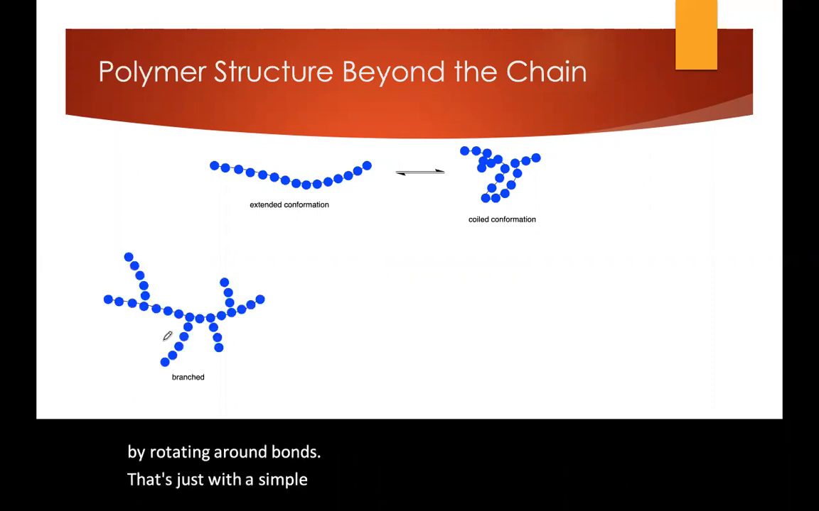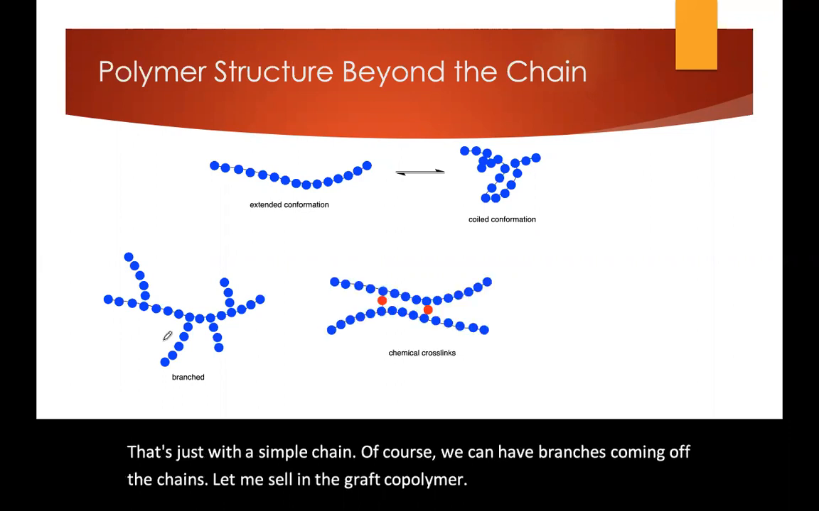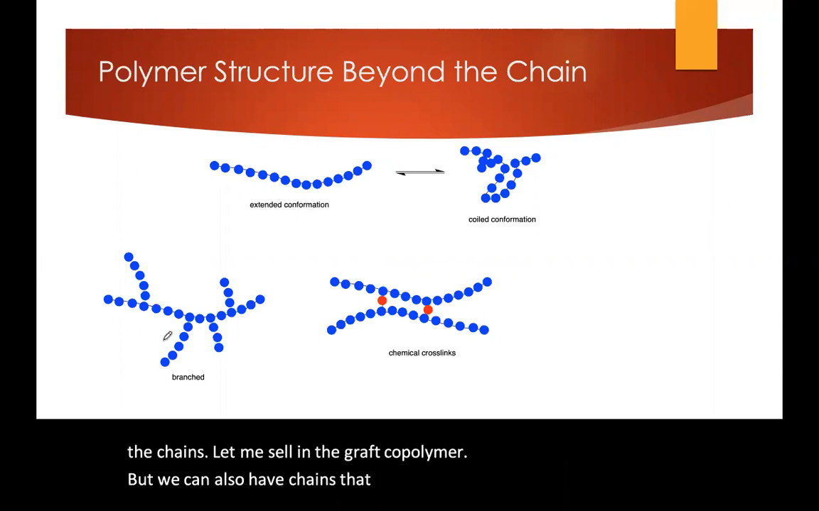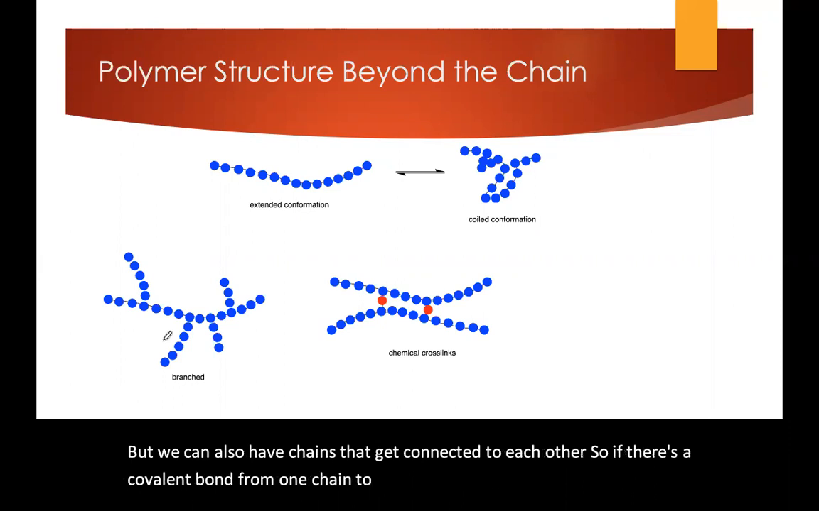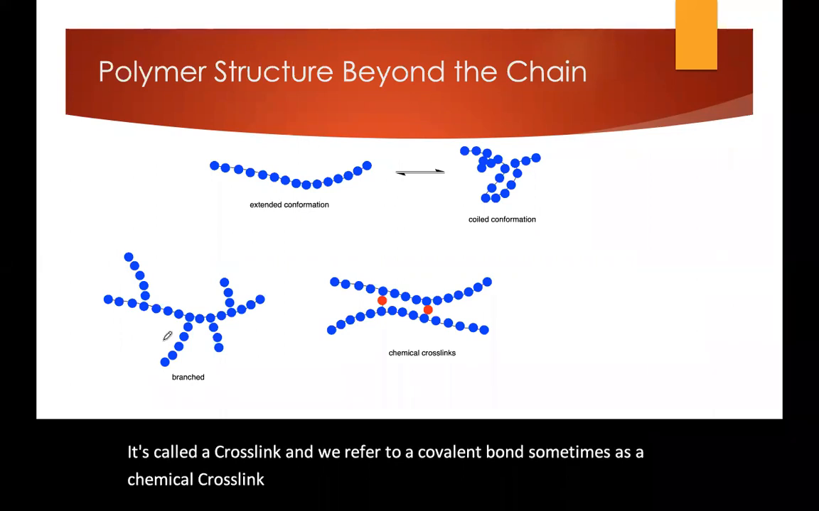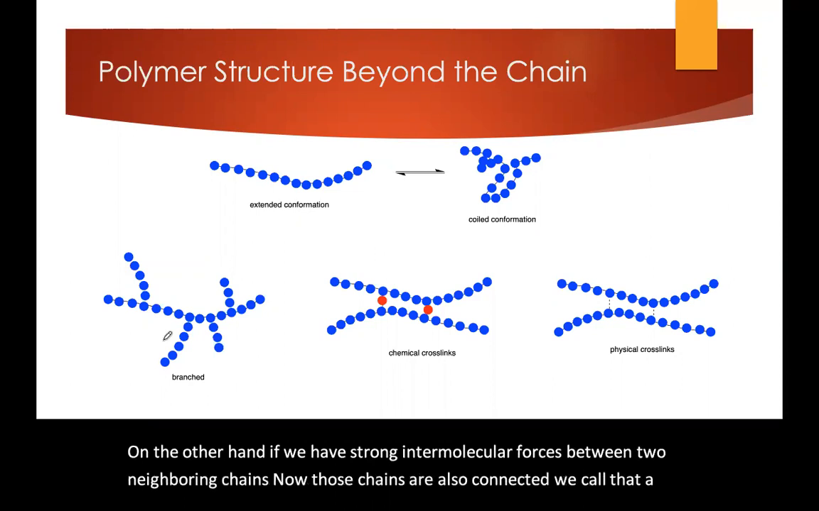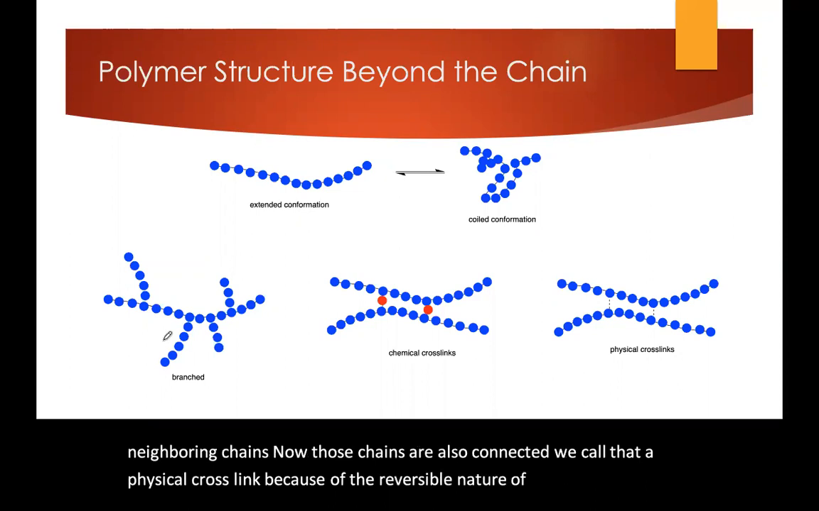Of course, we can have branches coming off the chains like we saw in the graft copolymer. But we can also have chains that get connected to each other. So if there's a covalent bond from one chain to another chain, it's called a crosslink. And we refer to a covalent bond sometimes as a chemical crosslink because of that chemical bond. On the other hand, if we have strong intermolecular forces between 2 neighboring chains, those chains are also connected. We call that a physical crosslink because of the reversible nature of that interaction.